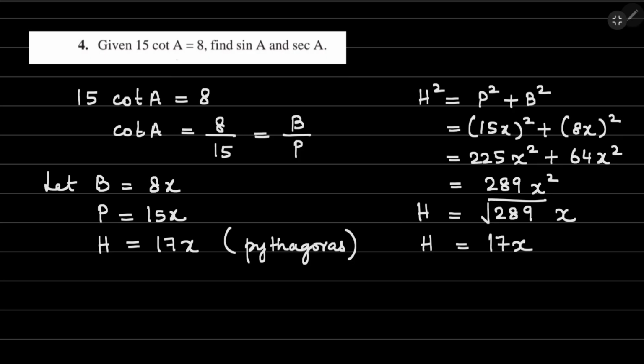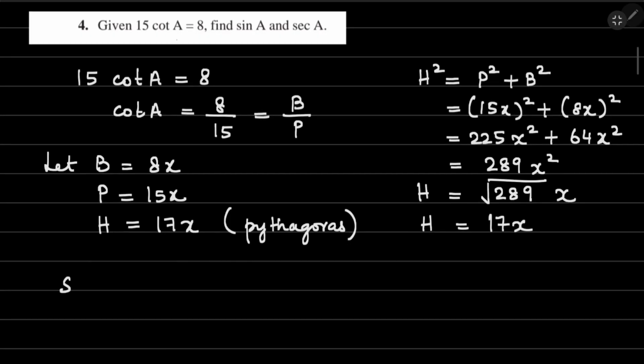Once you know all these three lengths, you can calculate sine A. Therefore sine A is equal to P by h. What is P? 15x. h is nothing but 17x. So x and x will get cancelled. This is equal to 15 by 17.